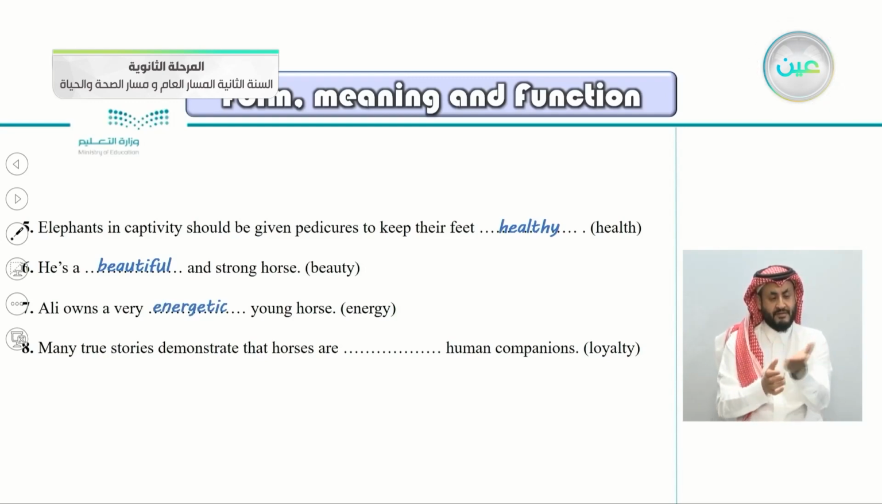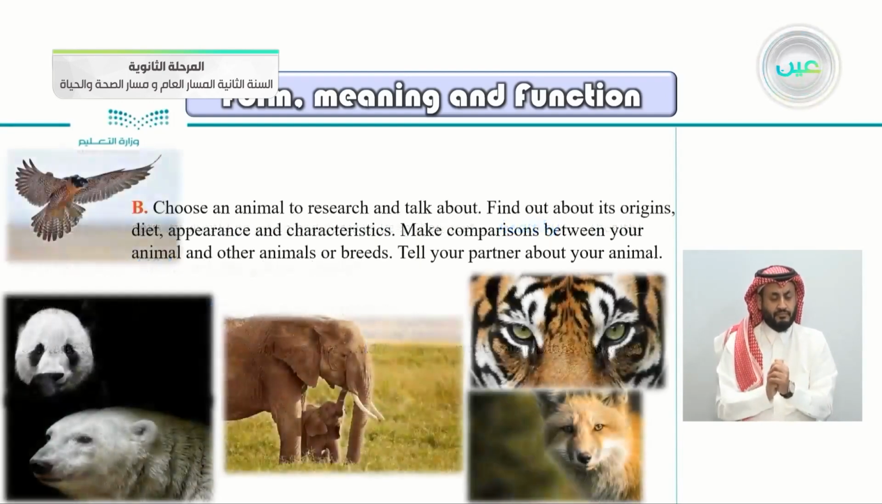Many true stories demonstrate that horses are human companions, and the word is loyalty. How do we derive the adjective from loyalty? Yes, loyal. So that horses are loyal human companions.